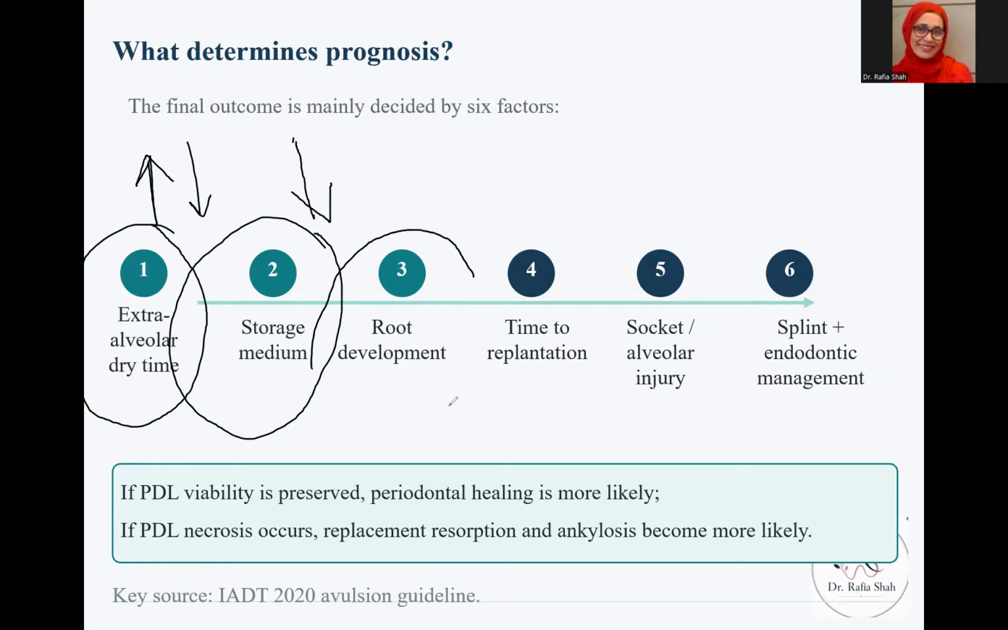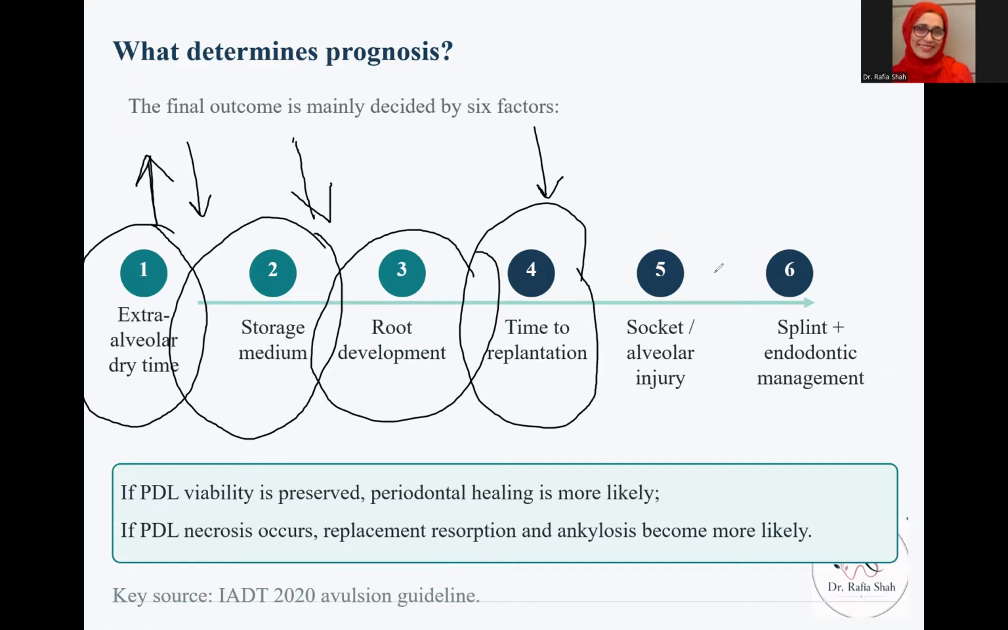Again, you need to see root development. Is the root completely developed, or partially developed? So it once again affects the prognosis of the tooth. Time of replantation: how early did you replant the tooth back? If you're taking longer to replant the tooth because the patient did not reach you early, or even at your practice you are taking longer, like maybe you're performing root canal for a longer period of time, again you are increasing the dry time. So it will again decrease the prognosis of a tooth.